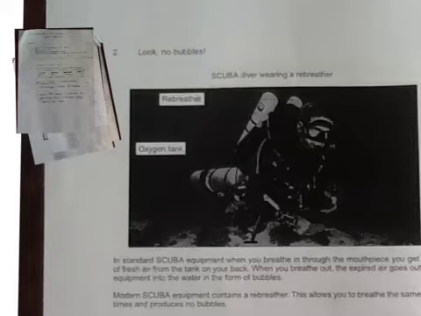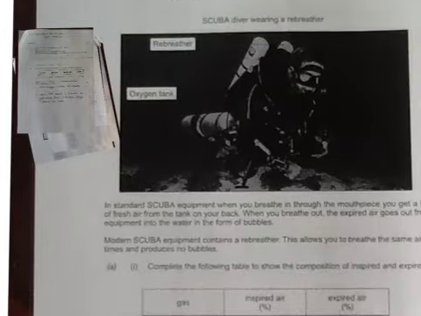Look, no bubbles, brilliant. And then it's a little bit of reading to do on this one. If you've attempted this question, you would have had a look. For 2 marks, you've got to give the percentage of oxygen in the air before we breathe it, and then there's 16 after. Carbon dioxide the same, and then we breathe out 4. Nitrogen, there should be no change.